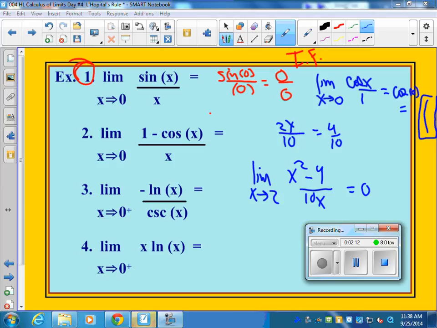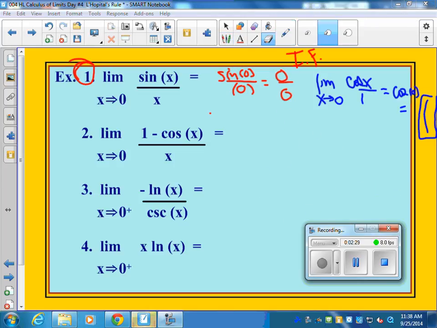Well, the answer to that is this is not an indeterminate form. This is 0 over 20. Is that an indeterminate form? So you can't use L'Hopital's for it. So that's something you just got to be aware of when you're doing these. So the first step is always the same. Plug the values in for x, see what happens.